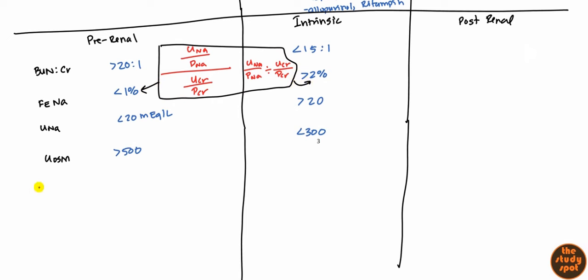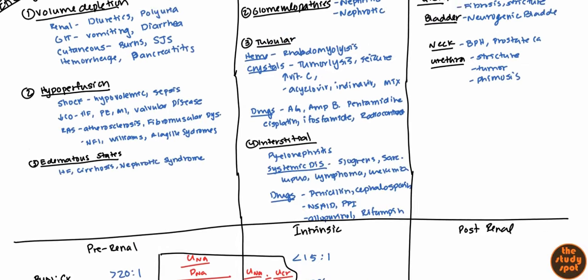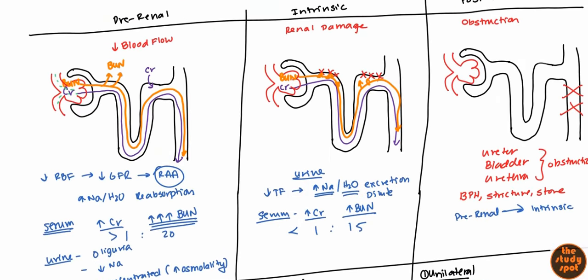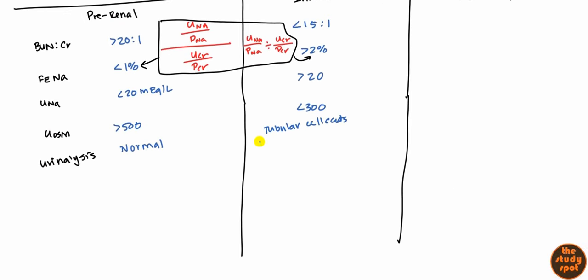And then you also can do urinalysis. So urinalysis will be normal in pre-renal because urinalysis generally detects intrinsic problems. And in intrinsic you will get tubular cell casts. And these tubular cell casts are formed from the tubules. So if you go up here, when you get damage to these tubules over here, they tend to fall in and form these casts, which eventually get excreted. So if you see tubular cell casts, it's probably going to be acute tubular necrosis. And finally, if there's heme, the urine will be red or brown.